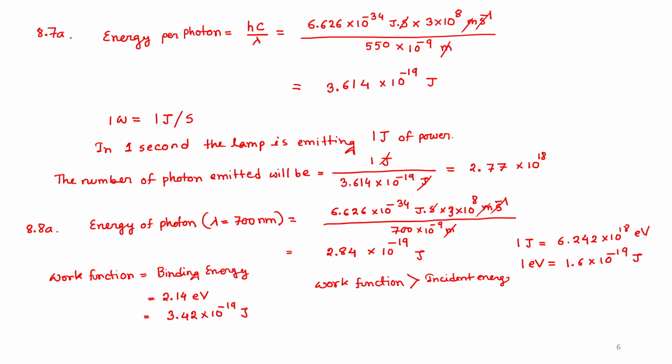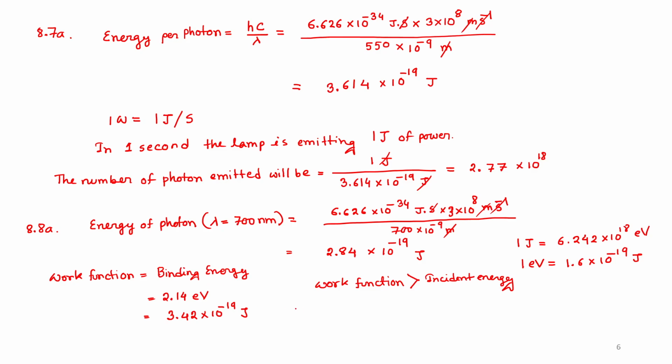So do you think the electron will get ejected? No. No, right? So if it could have ejected, then the energy would have been negative, but that is unphysical, right? So electrons will not eject with the photon of lambda equal to 700 nanometer.